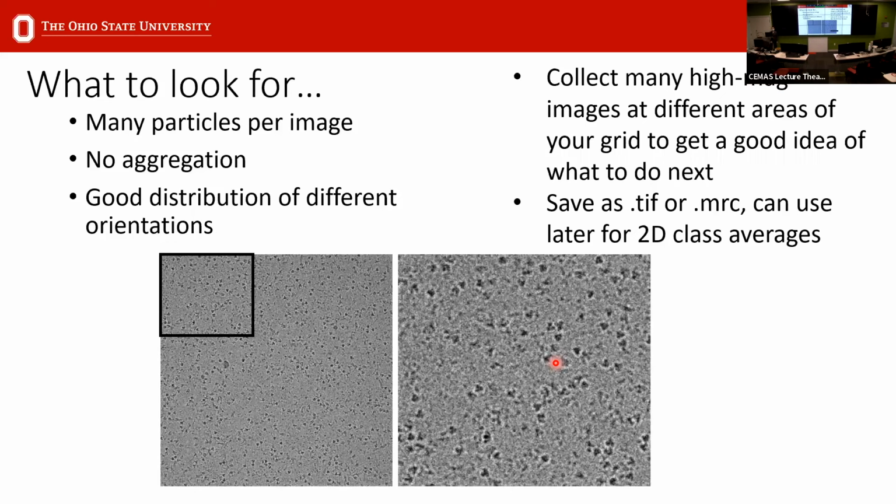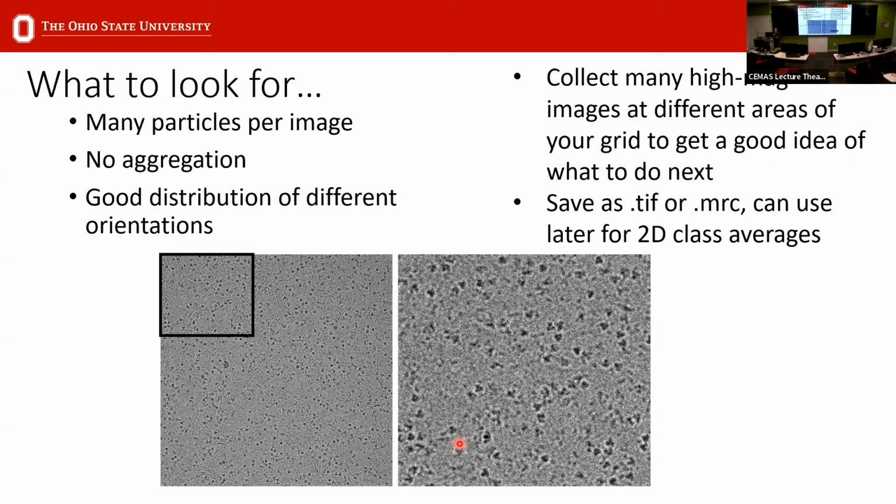So again, what to look for. You want a lot of particles per image. You want clear definition around each particle. So there has to be enough space around each particle so that as you're doing your particle picking, you know you're picking individual ones. And have a good distribution of different orientations.